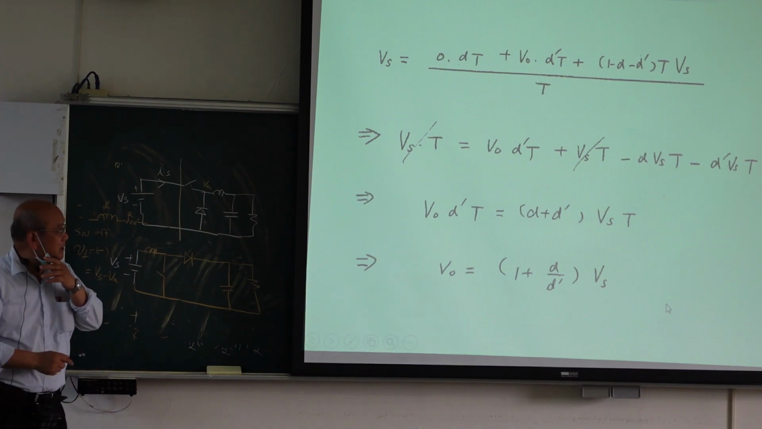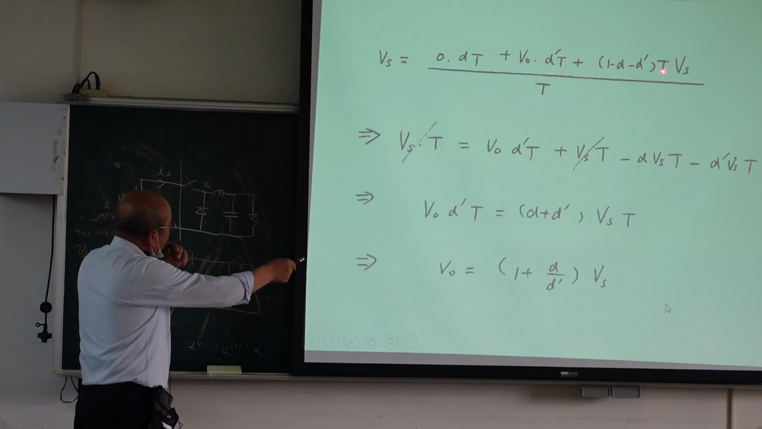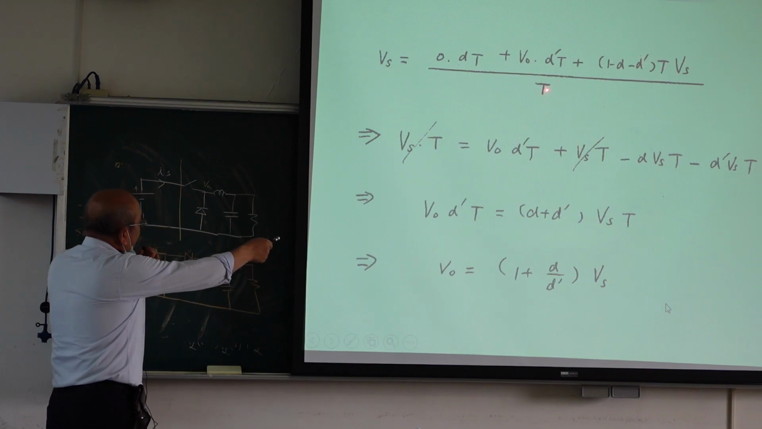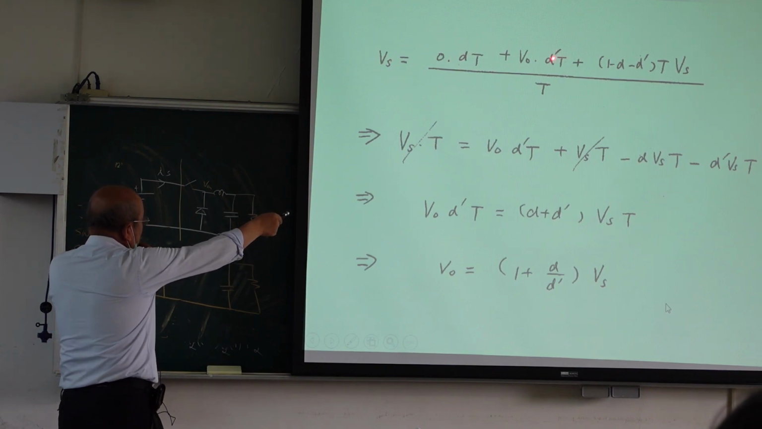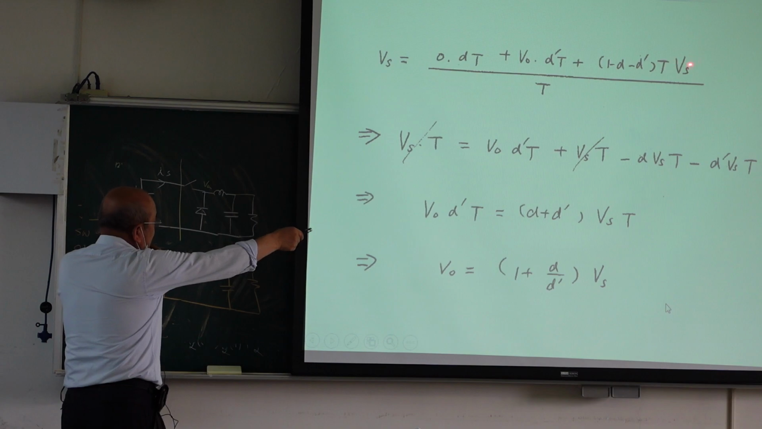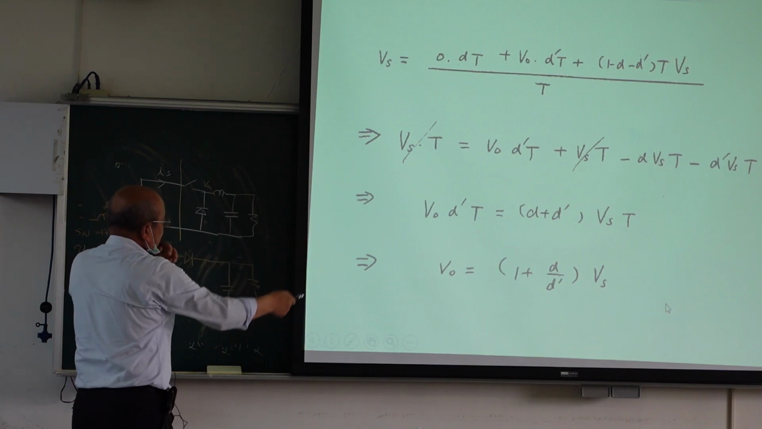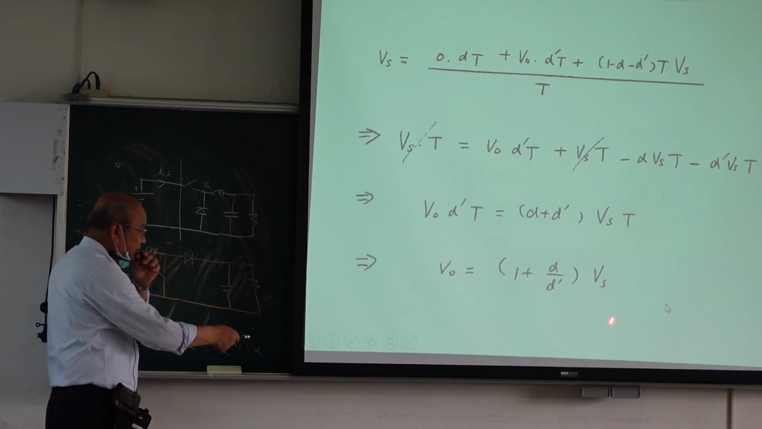So we can calculate Vs is 0 times dT, plus VO times d prime T, plus this one, (1 minus d prime) T times Vs, divided by T. So we can move T to here, then this one, and this one is 0. This one copies to here, this one copies to here, and then this one copies to here. And finally we can get the relationship like this.